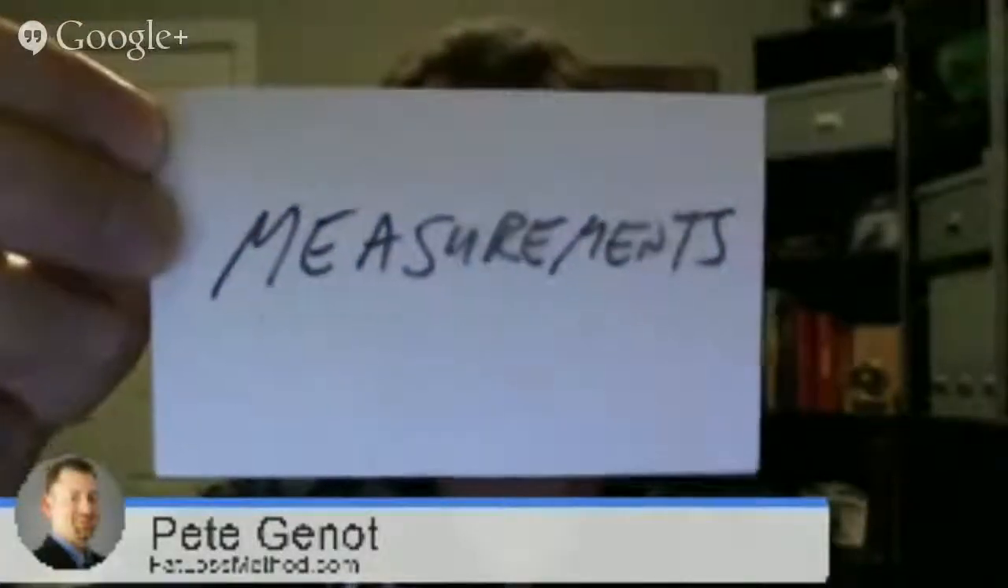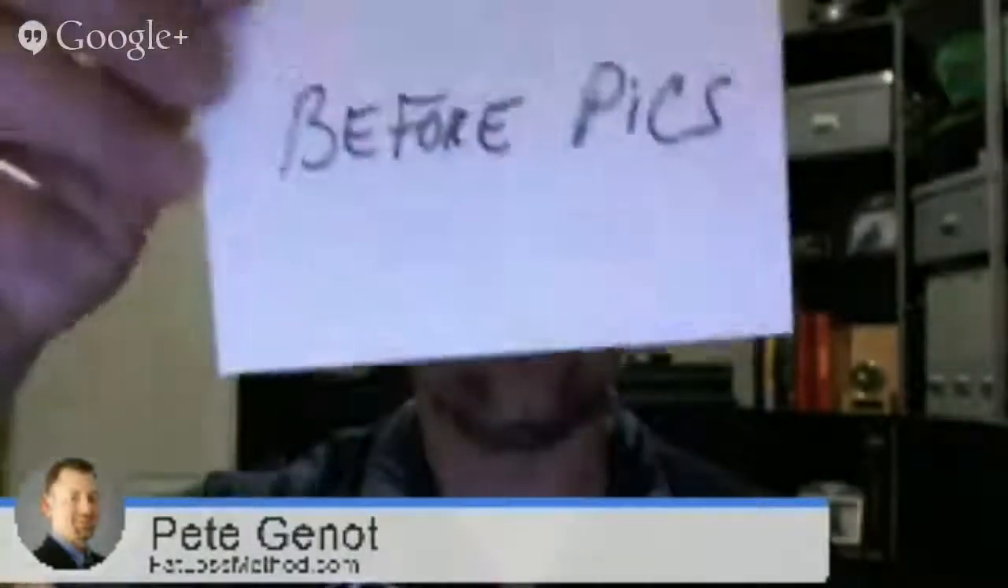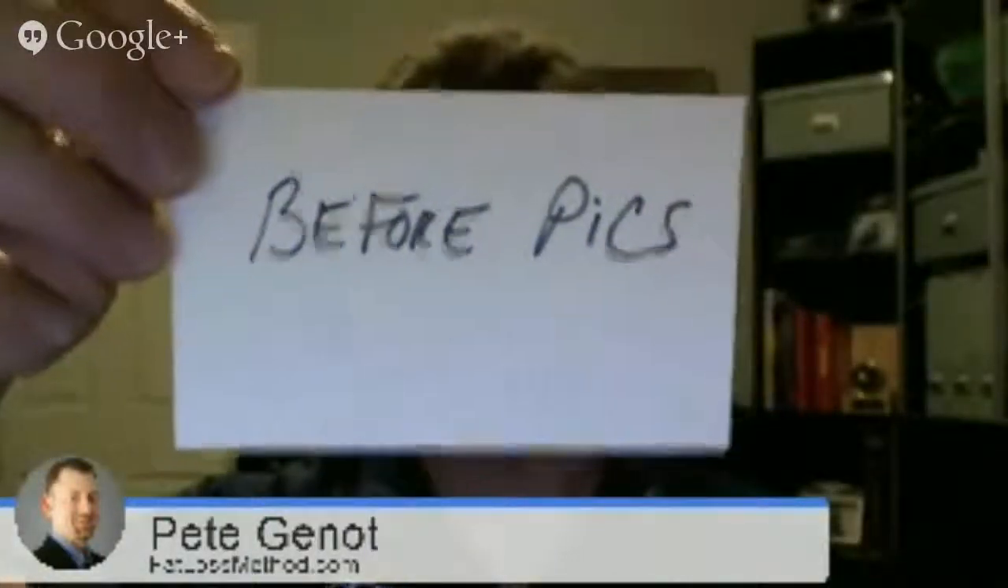Number 1, I want you to take your starting measurements. So that means measuring your chest, your shoulders, your stomach at the belly button, your thighs, your calves, your wrists, your biceps. I want you to take all these different body measurements so that you have your starting point. Then, I want you to take some before pictures.